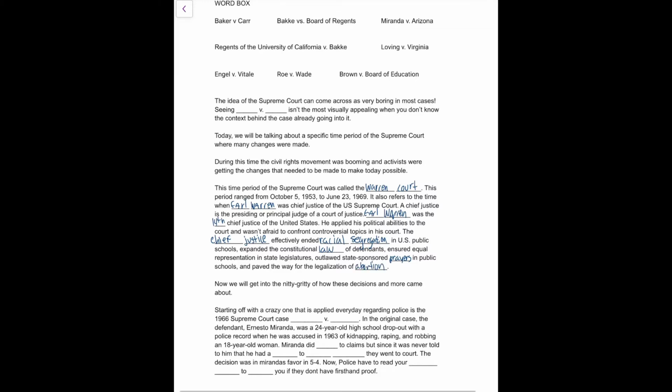Now we get into the nitty-gritty of how these decisions and more came about. So basically, in the next few definitions, I'm going to be telling you what the case resulted in and then how it came about. So just to clear any confusion. Starting off with a crazy one that is applied every day regarding the police is the 1966 Supreme Court case, Miranda versus Arizona.